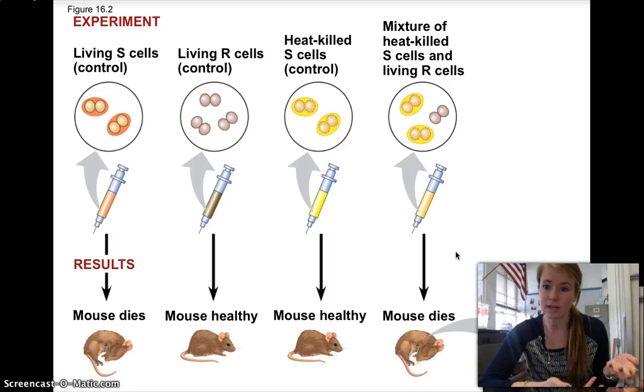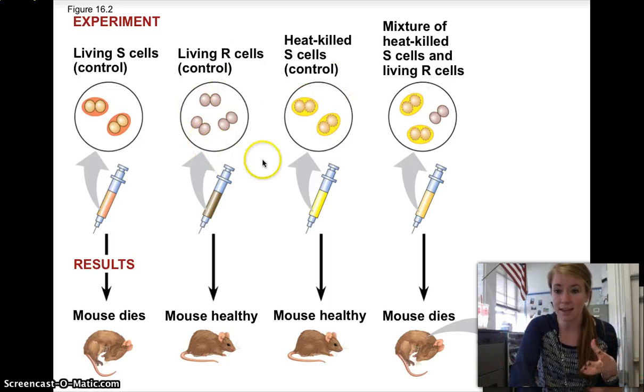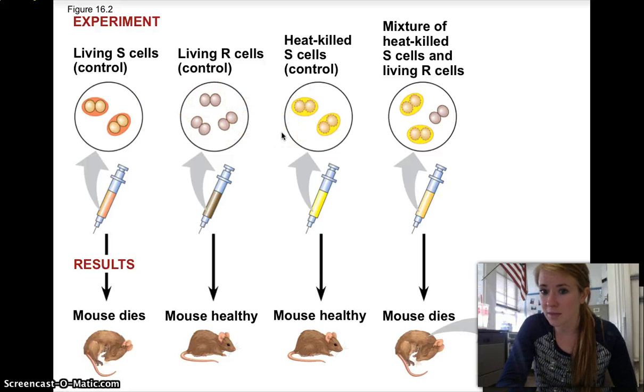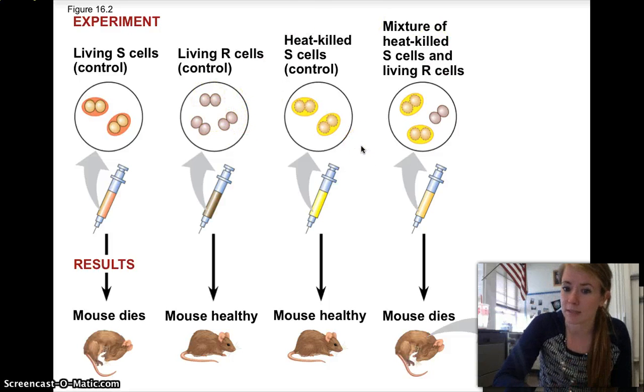He mixed them with rough cells that were still alive. So 2 things that don't cause pneumonia. He took the living R cells and the dead S cells, combined them together. These guys shouldn't cause pneumonia because neither of them caused pneumonia on their own, but when he combined them, the mouse died.